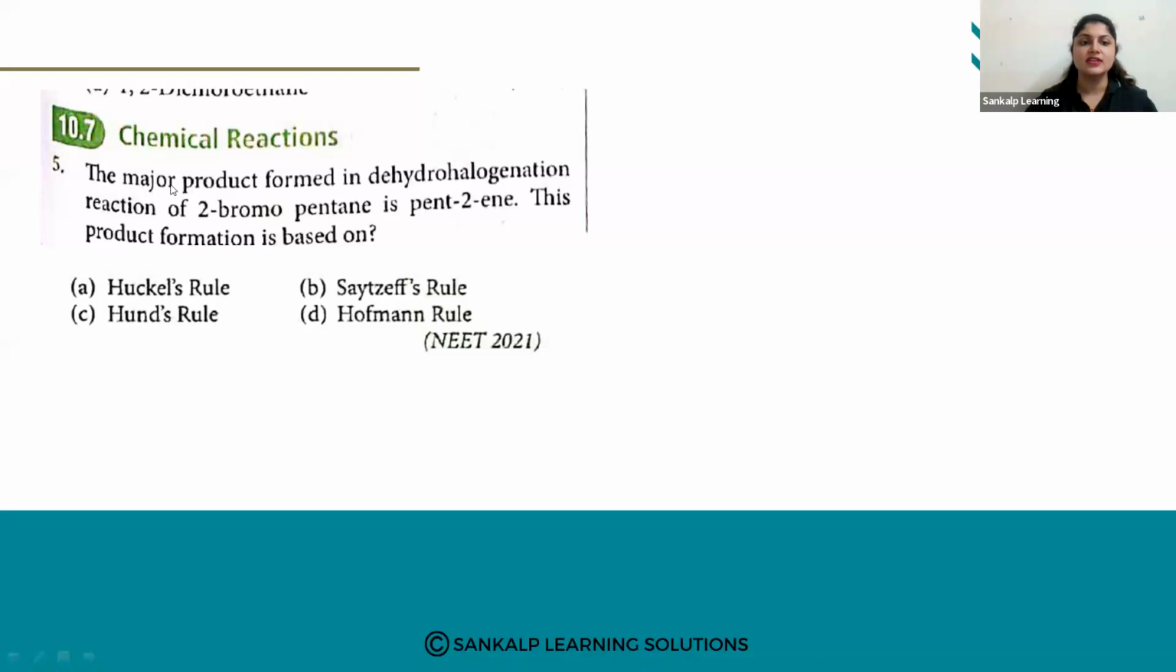So the next question: the major product formed in the dehydrohalogenation reaction of 2-bromopentane is pent-2-ene. This product formation is based on what? What do you mean by dehydrohalogenation? Dehydro means elimination of one hydrogen, halogenation means one halogen group. Dehydrohalogenation means one hydrogen and one halide are eliminated.